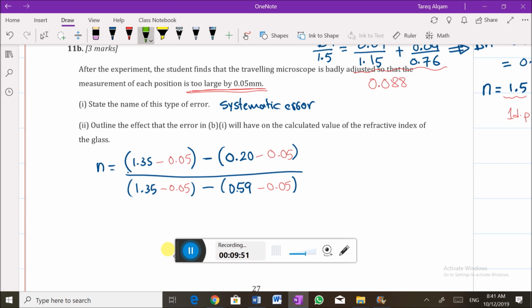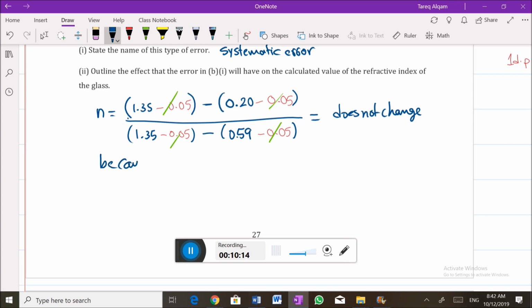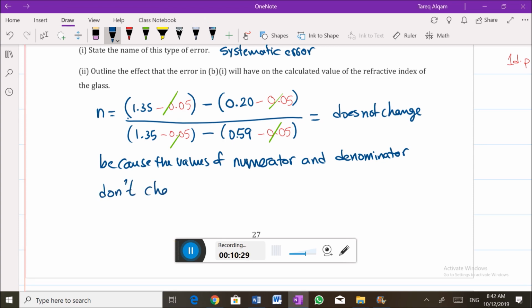What can we observe here? That these values eventually will be cancelled out from numerator and denominator. So eventually the value of n does not change, right? Why does it not change? Because the values of numerator and denominator do not change. Okay.